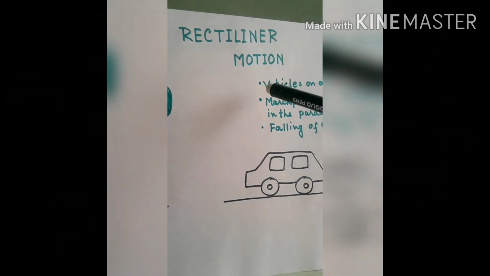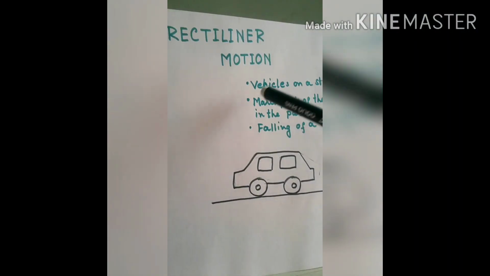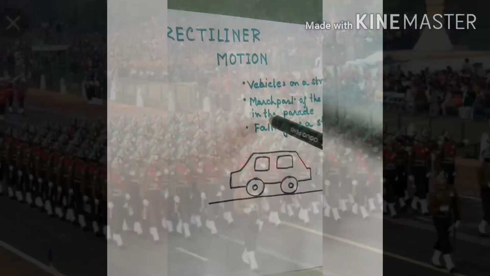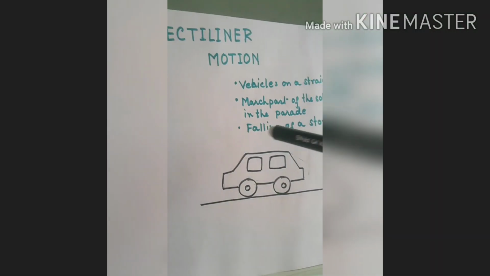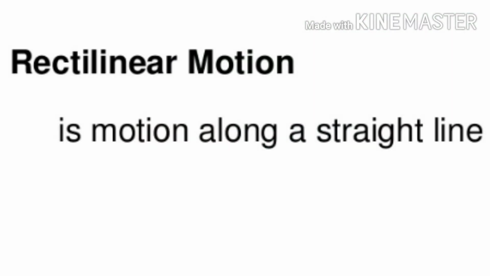Other examples: vehicles on the straight road, march past of soldiers in the parade, falling of a stone or fruit. So when an object moves in a straight line, we say this type of motion is rectilinear motion.